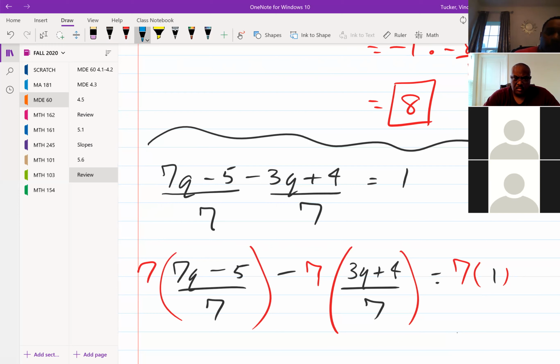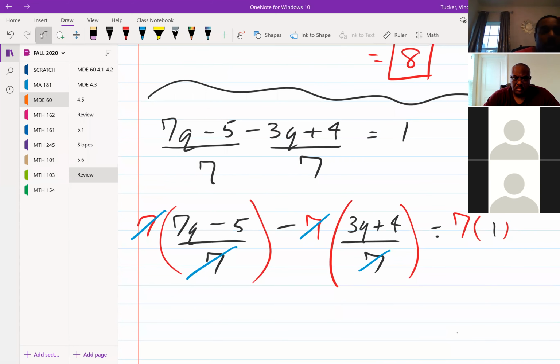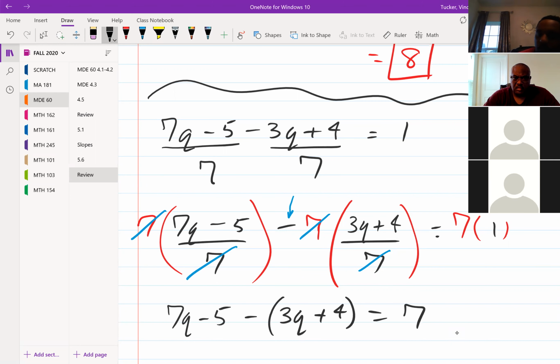So what that allows to happen is the 7's cancel. Now, this is the step right here that a lot of people make a mistake on. This negative is not negative 3q. That negative applies to that whole numerator. A lot of people forget that this is the actual scenario that you are presented. That negative needs to be applied to the 3q and the 4. So this negative is sitting out front, not attached to the 3q necessarily, so it has to be applied to the 3q and the 4.